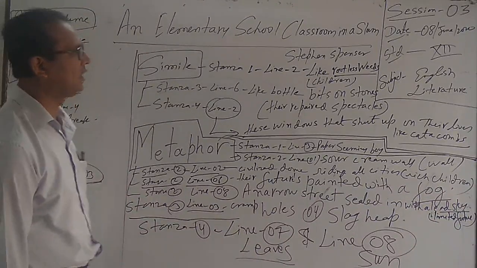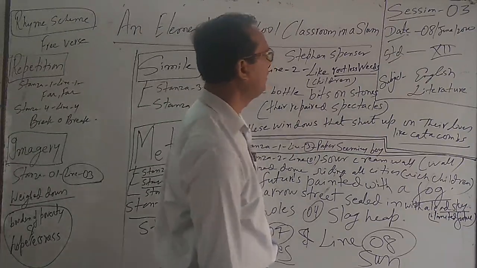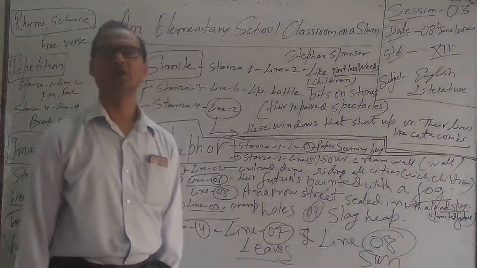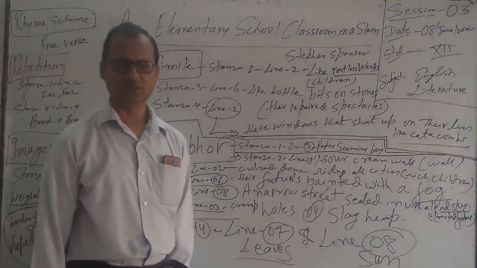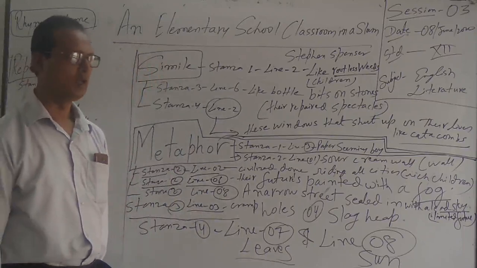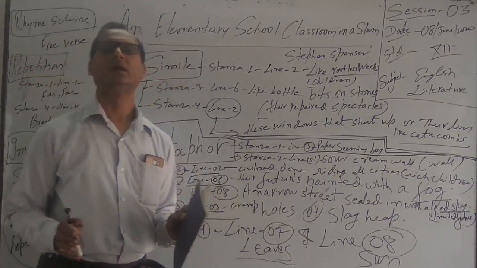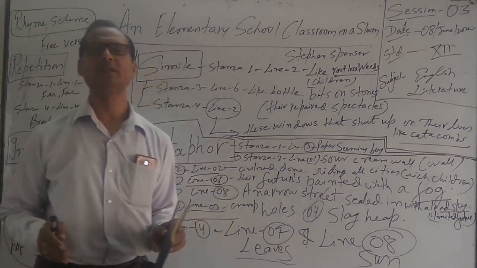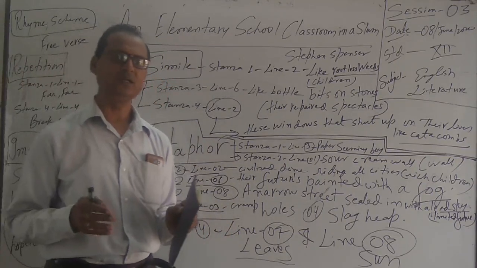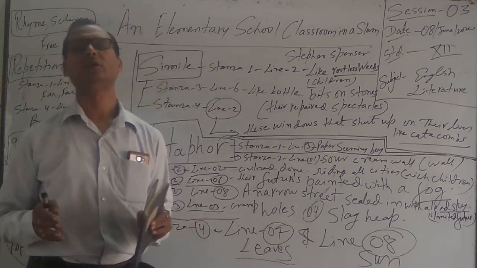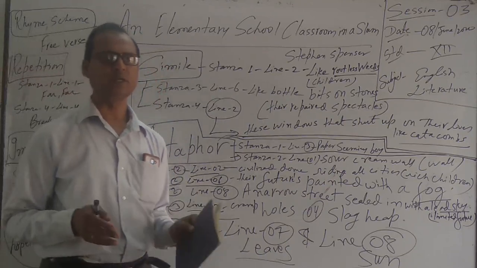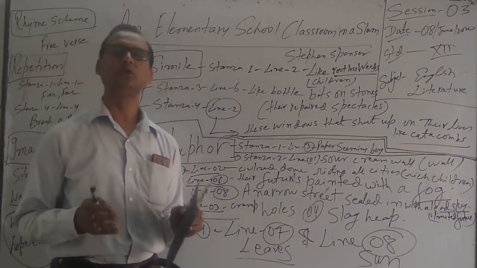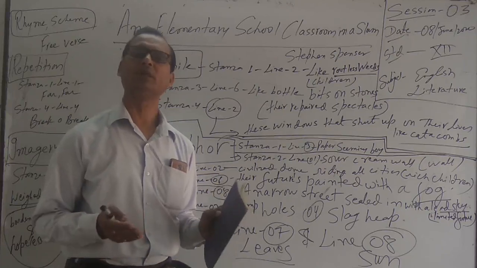An Elementary School Classroom in a Slum, written by Stephen Spender. Here we have already seen that he has done a lot of work for class struggle and for justice. We have seen how the children of the slum area are suffering from poverty and malnourishment. So poverty and malnourishment are the reason for their problem. In the poem, the poet has tried to express how the visitors, the governor, should come and do something for the betterment of their life.